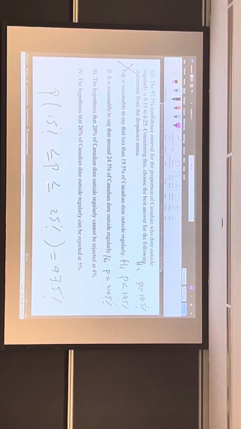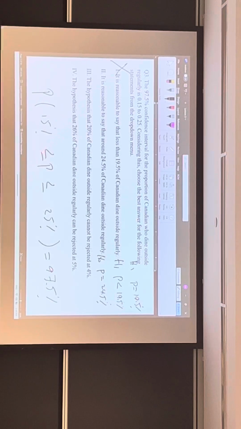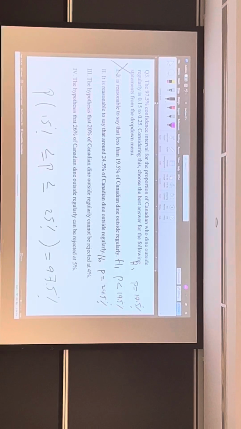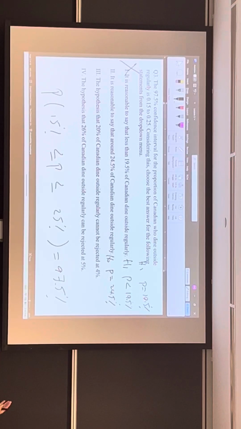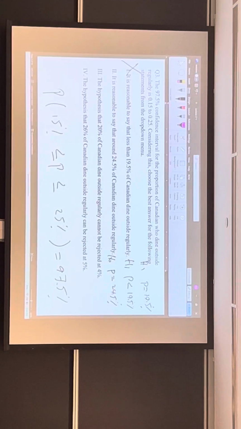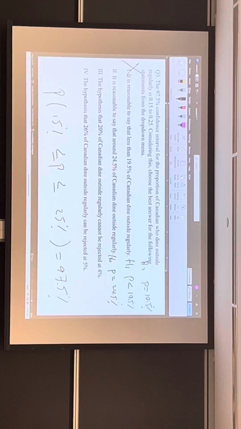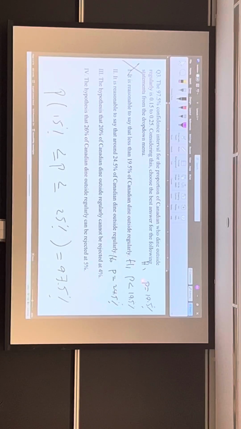Anything within the range is reasonable to say. You can say, I think 16% dine outside, 19%, 20, anything within the range you cannot reject. So anything within the range will be reasonable to say. I gave you a number, but anything within the range is reasonable to say. Make sense? The problem with the first one was the less. That's not the null, that's the alternative. To get this alternative, you have to reject this null, which you can't. Make sense?